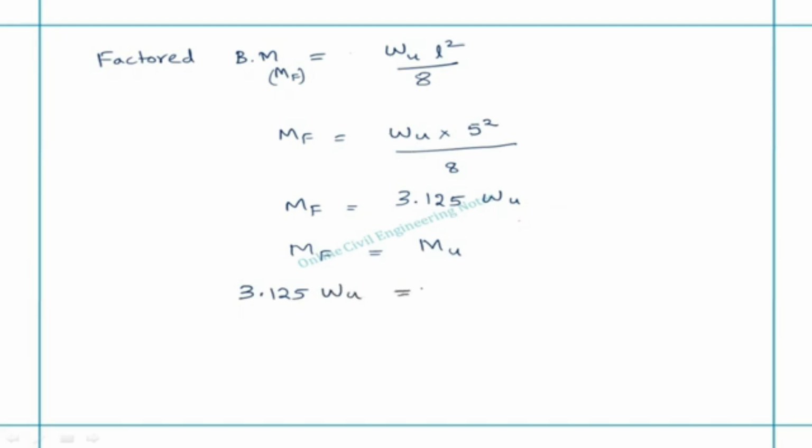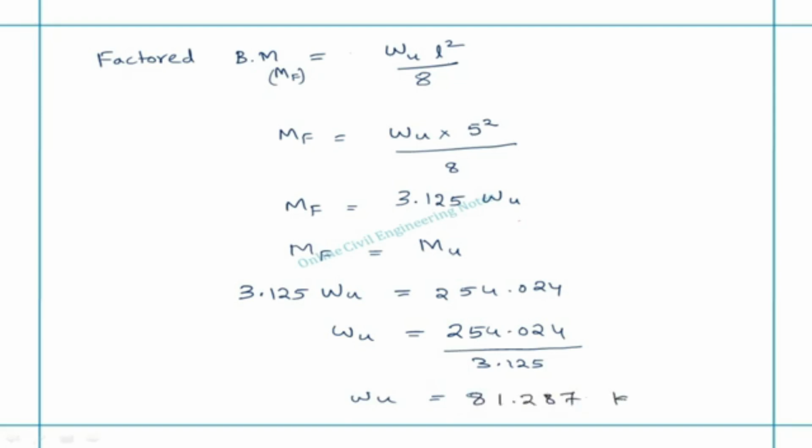WU is equal to 254.024 by 3.125. WU is equal to 81.287 kilonewton per meter. So this is the ultimate load. So we have to calculate the safe working load. So we know ultimate load is equal to factor of safety into working load.